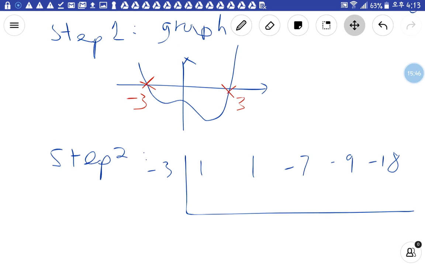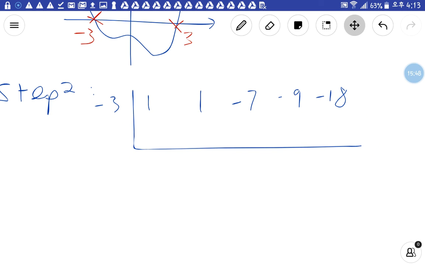You can start with the 3 first, it's up to you, because anyway, we already know that 3 and negative 3 are our zeros. So we're going to bring one down. Multiply, negative 3. I got negative 2 here. Negative 2 times negative 3, positive 6. Negative 1, positive 3, negative 6, 18. So you end up having a nonzero remainder, which means your work is wrong. You have to double check it.